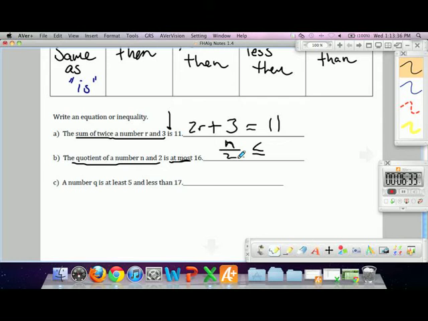16. You should have seen. We're going to compare Q to two numbers. Q is at least 5. So we have Q at least 5.